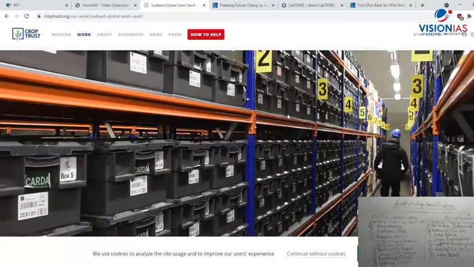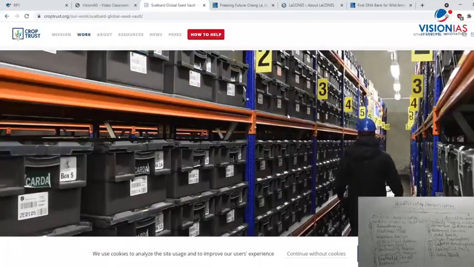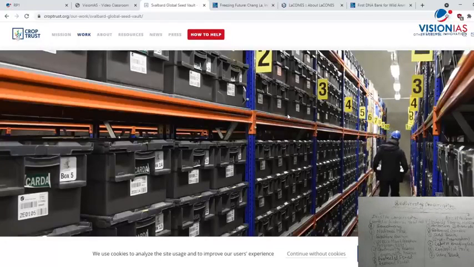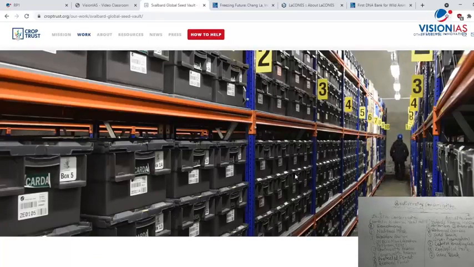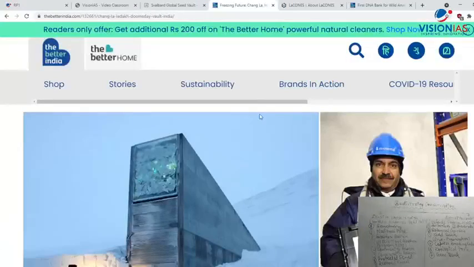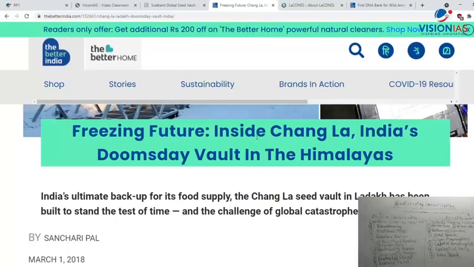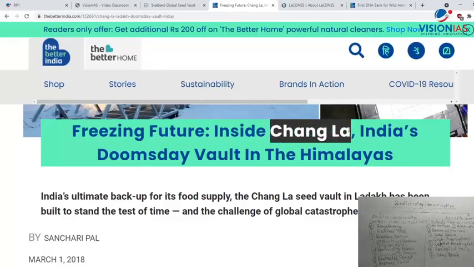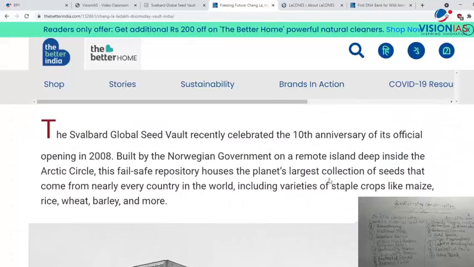Norway has sovereignty over this Svalbard gene bank, and you can see here these are the seeds which are kept there in the Svalbard seed bank. India has also contributed to the seed bank. Now here, India's seed bank, freezing the future inside Changla. You can write in your notebook, Changla is a mountain pass in the Himalayas, that is India's doomsday, right. And this is where you have the part, see here.